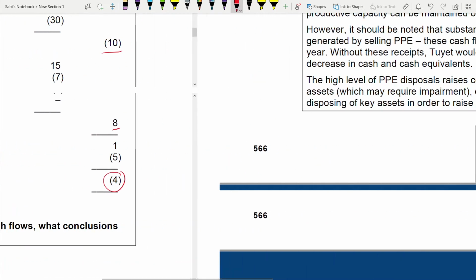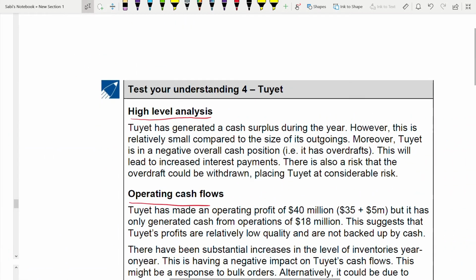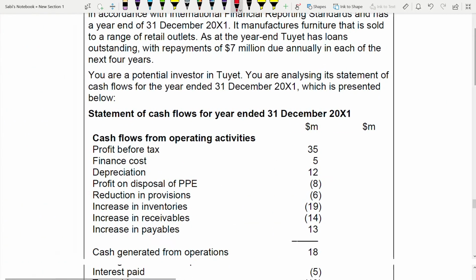That's what you can see, and that's what you need to write. The way you write differs from person to person, but the main things have to be there: that this is having an overdraft, they are having some problem, there will be some risk. This word has to be there. Okay, so they have generated a cash surplus during the year. How can you say they have generated a cash surplus during the year?